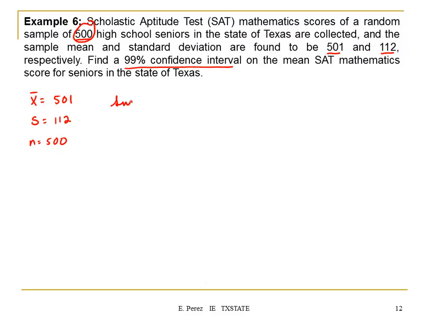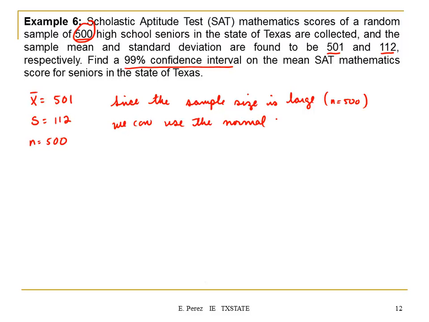So since the sample size is large, again n equals 500, we can use the normal approximation: x bar plus minus z of alpha half times s divided by the square root of n.